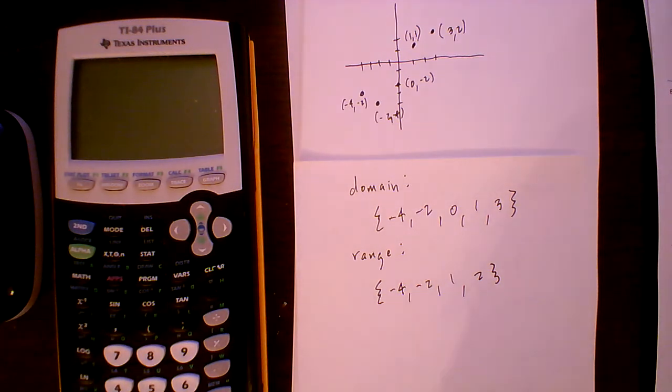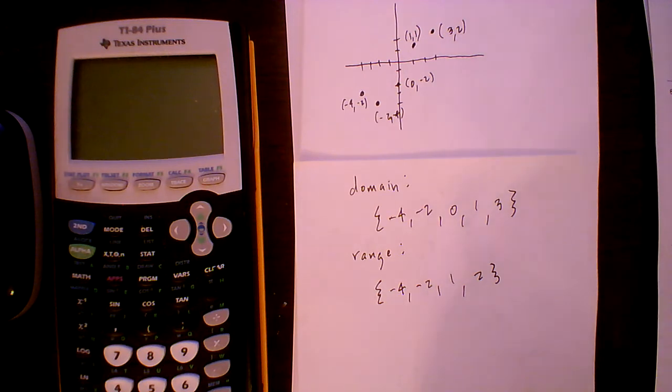Okay. So let's talk about taking a graph like this and determining whether this is a function or not. We can certainly list the domain and range for this no matter what, but we do want to be able to determine whether a graph is a function or not. And remember, the definition of a function is a relation where every x value has exactly one y value that goes with it. Okay.